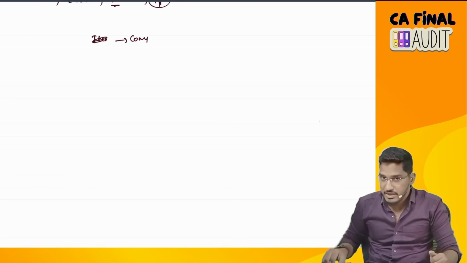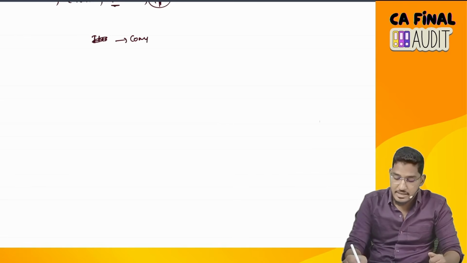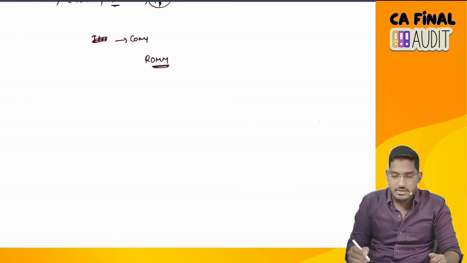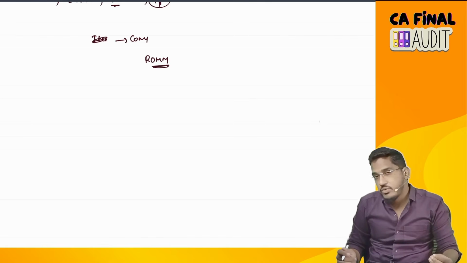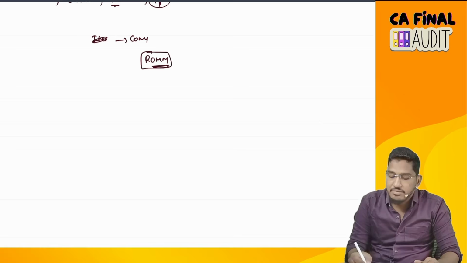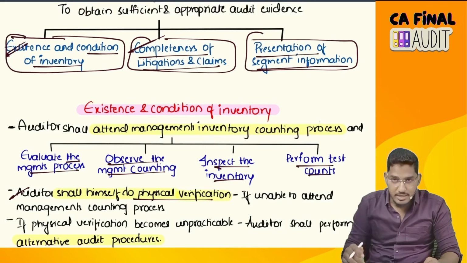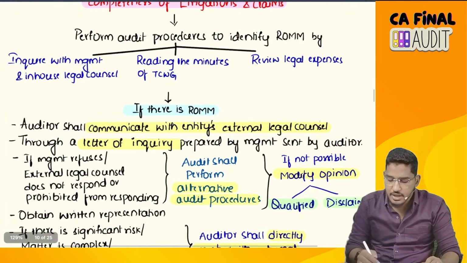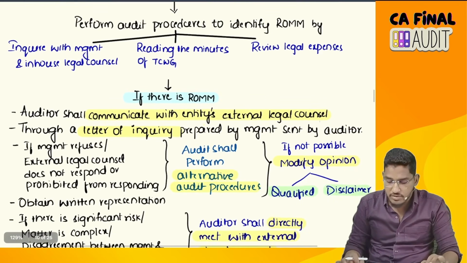And how you can obtain that audit evidence, the standard SA 501 says, is first they are asking you to identify the risk of material misstatement. They are not asking you to directly go and identify the misstatement. First, they are asking you to identify the risk of material misstatement. Sir, how can I identify that risk of material misstatement in the area of litigations and claims? Three simple steps: you should perform the below procedures to identify the risk of material misstatement.